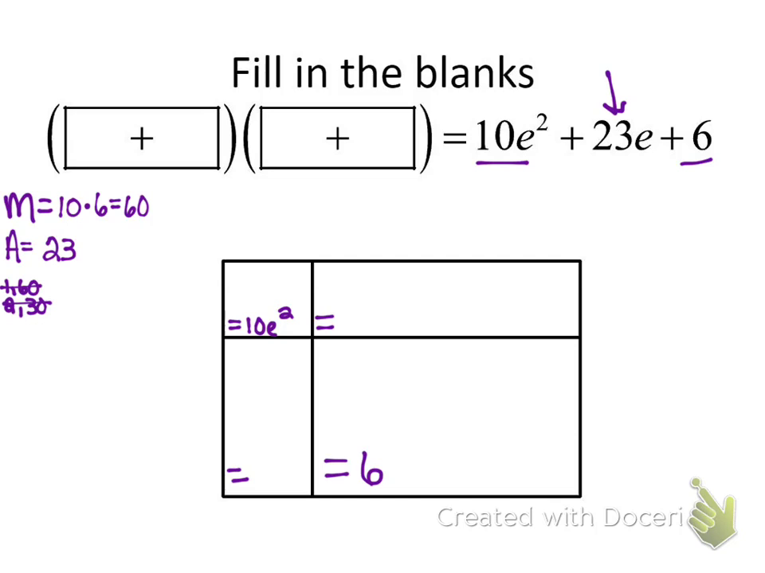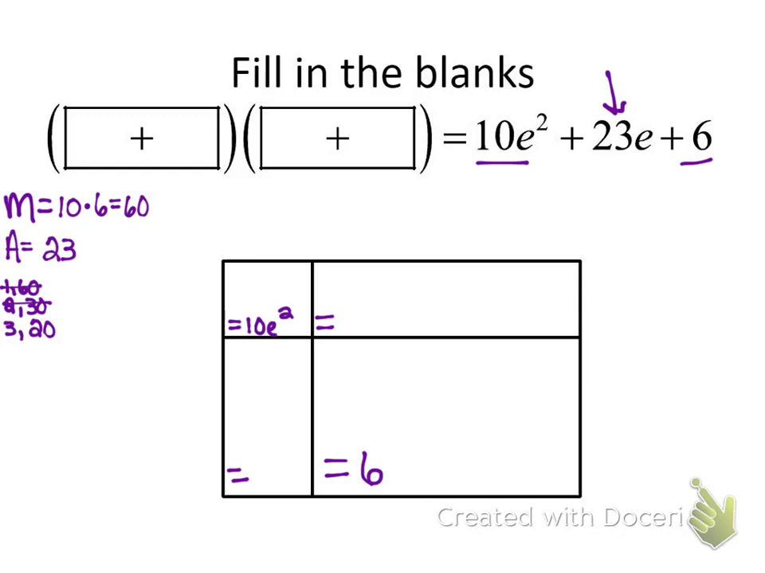3 times what will get me to 60? 3 times 20. Now, 3 times 20 equals 60. If I add these two terms together, will I get 23? If I take 3 plus 20, will I get 23 for my A? Yep. So this is what I'm going to use.